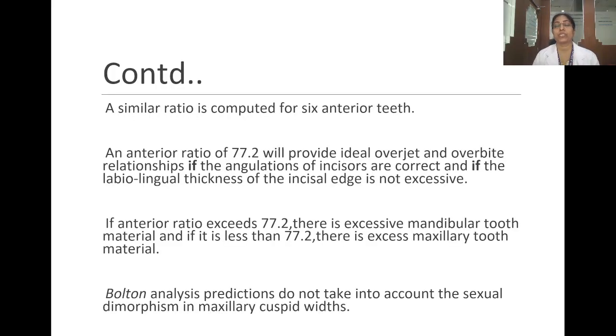A similar ratio is computed for the 6 anterior teeth. That is, an anterior ratio of 77.2 will provide an ideal overjet and overbite relationship if the angulation of the incisors is correct and if the labiolingual thickness of the incisal edge is not excessive. If the anterior ratio exceeds 77.2, then there is excessive mandibular tooth material, and if it is less than 77.2, there is an excess of maxillary tooth material. Bolton's analysis predictions do not take into account the sexual dimorphism in maxillary cuspid widths.